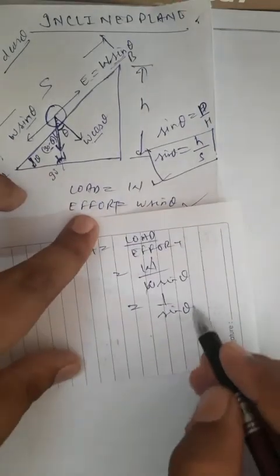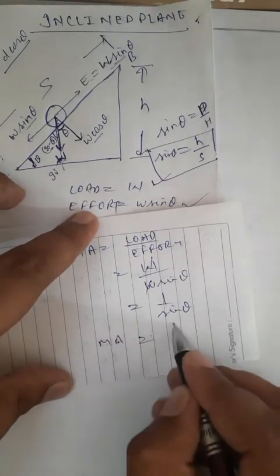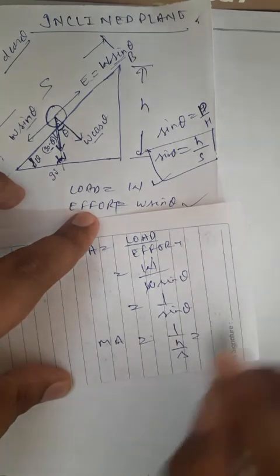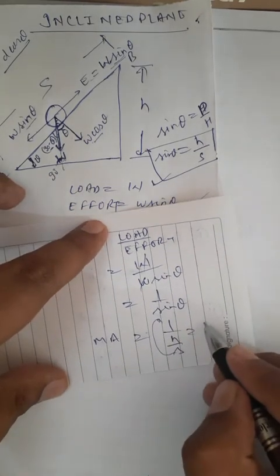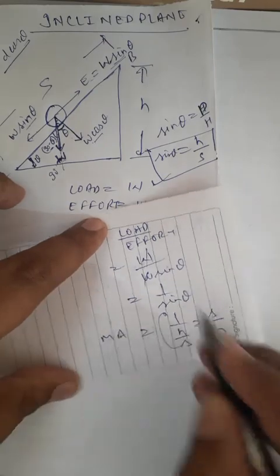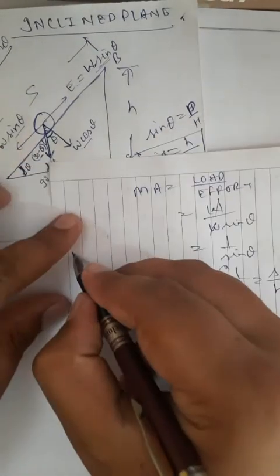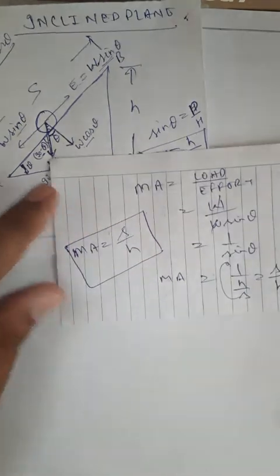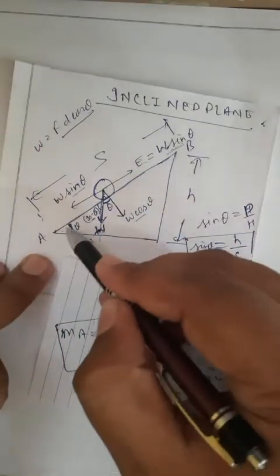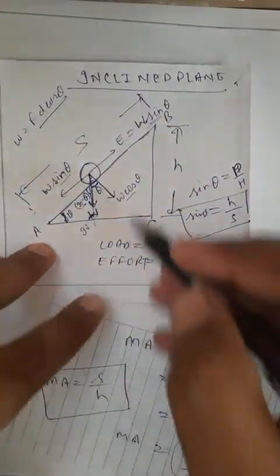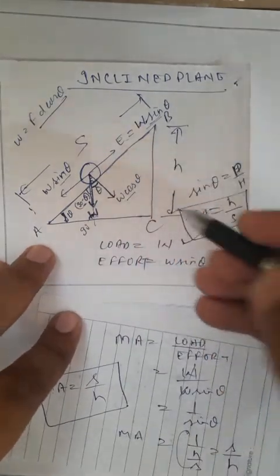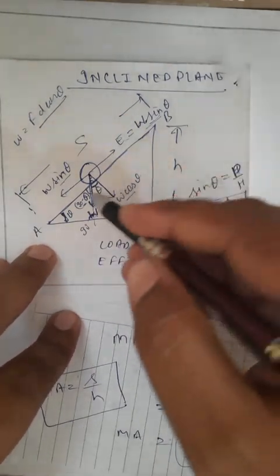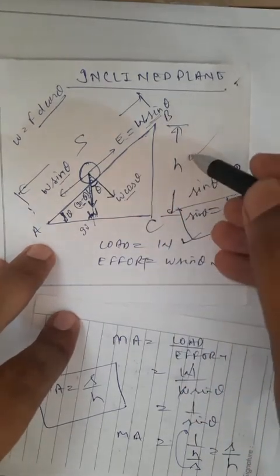Now replacing the value of sin theta, we get MA is equal to 1 upon H upon S. So S will go to the numerator and your expression becomes S upon H. That is, your mechanical advantage is equal to S upon H. Now we can easily see that since ABC is a right angle triangle, S is the hypotenuse of this right angle triangle and H is the perpendicular. We all know that hypotenuse is always greater than the perpendicular, which means S is greater than H.